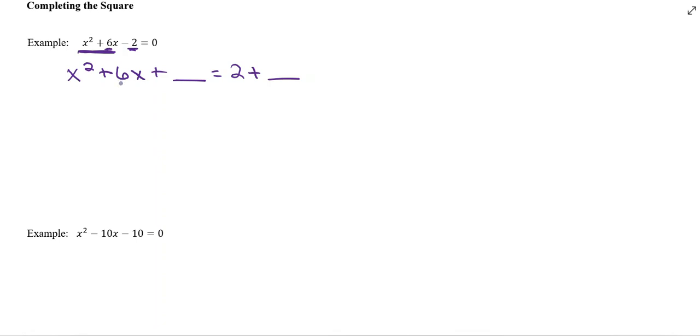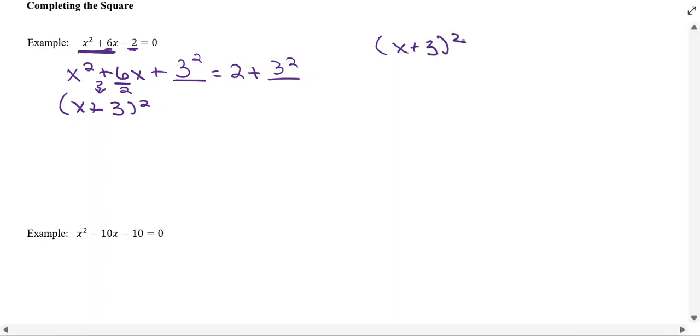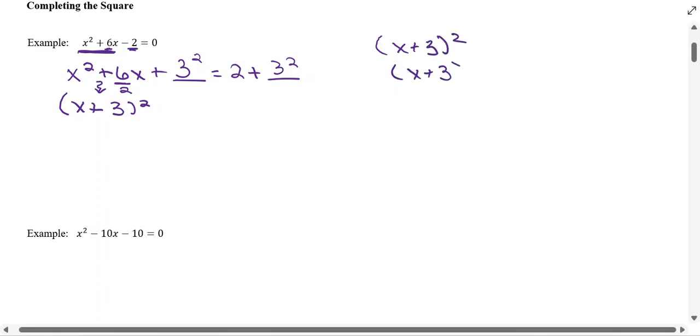The next step is to take the coefficient in front of the x, and I'm going to drop whether it's positive or negative, and divide it by 2. That gives me 3, so I'm going to add 3 squared to both sides. The next step is to bring down the x, whatever sign I have here, which is plus, and then the 3 squared. And the reason I do that is because if I look at x plus 3 squared, that's x plus 3 times x plus 3.